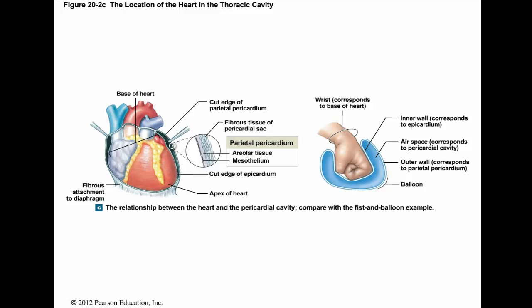Now the heart rests in a tight fibrous capsule known as the pericardium. There are 2 sides to the pericardium: the parietal pericardium and the visceral pericardium. The visceral pericardium coats the heart muscle very closely, and the parietal pericardium is the other side of the pericardial sac. On the right-hand side, you can see a fist pushed into a balloon, which is demonstrating how the heart is nestled within the pericardial sac.